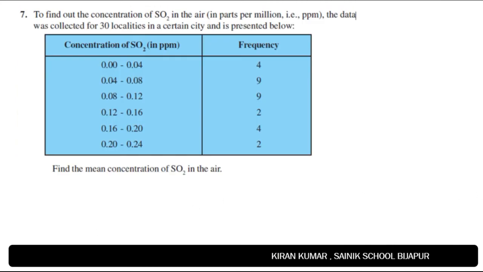Question number 7. To find out the concentration of sulfur dioxide in the air in parts per million, ppm, data was collected for 30 localities in a certain city and it's presented below. The concentrations are given as class intervals and the number of localities are mentioned as frequency. Here we need to find the mean of the concentration of sulfur dioxide in the air.